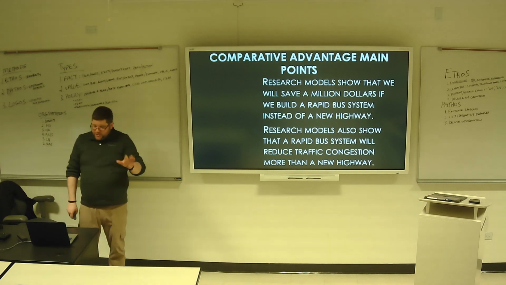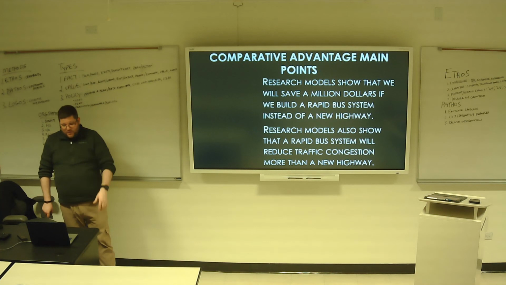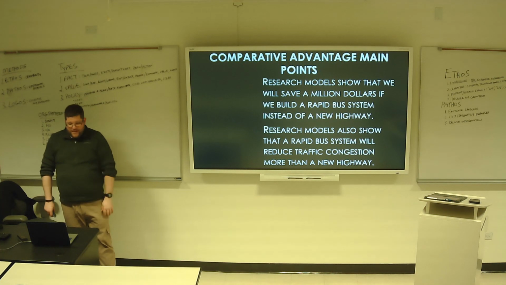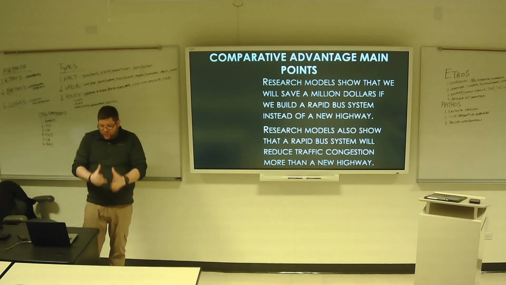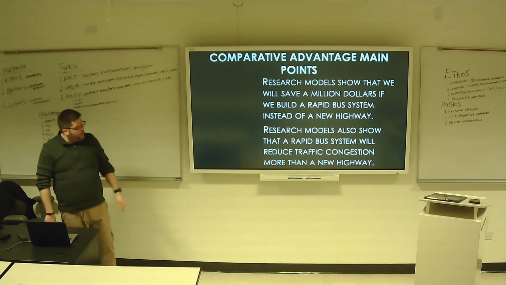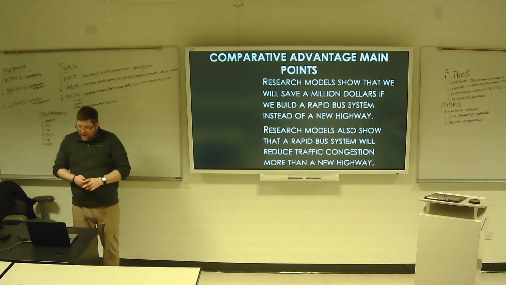So there are research models that show that we'll save $1 million if we build a rapid bus system instead of a new highway. And there are research models that also show that a rapid bus system will reduce traffic congestion more than a new highway. And that was the original problem that we were trying to solve.